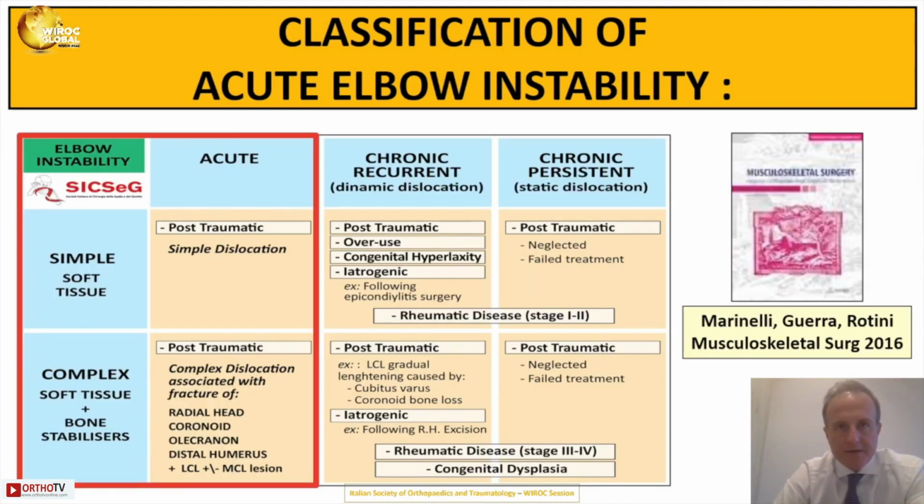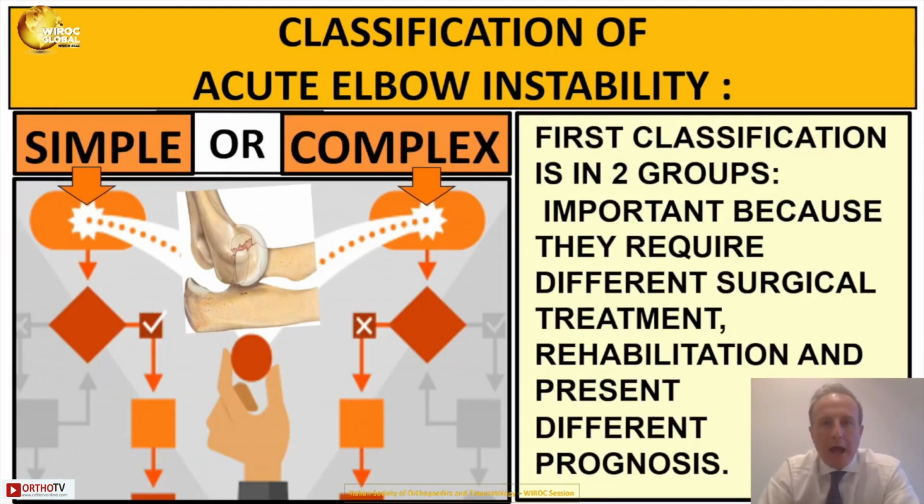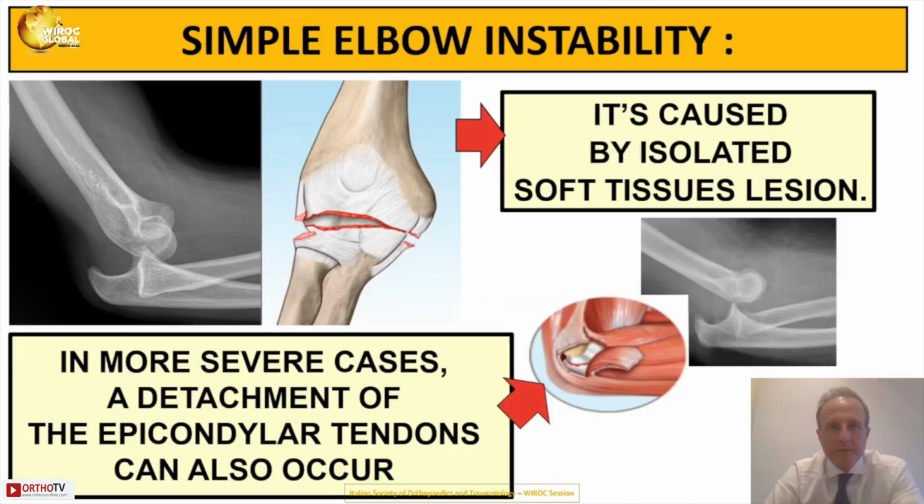And treating properly the acute elbow instability is the best way to decrease the opportunity to treat a chronic instability that we have classified some years ago with the Italian Shoulder and Elbow Society. Acute elbow instability is classified in two groups, simple and complex forms. This first classification is important because simple and complex instabilities require different surgical treatment, different rehabilitation, and present different prognosis.